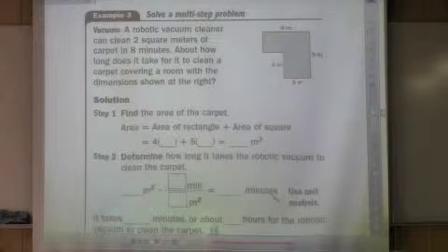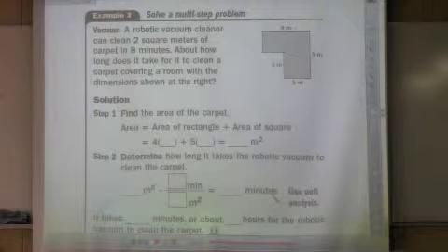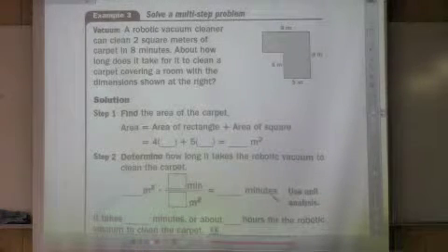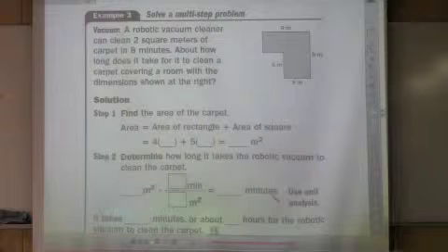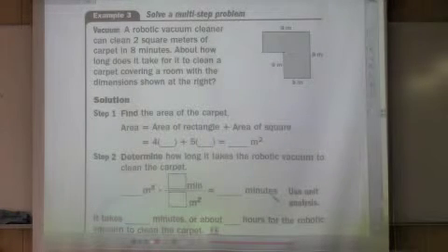Okay, example 3. Finish up with this one. A robotic vacuum cleaner can clean 2 square meters of carpet in 8 minutes. How long is it going to take for it to clean the carpet in a room with the dimensions shown at the right?